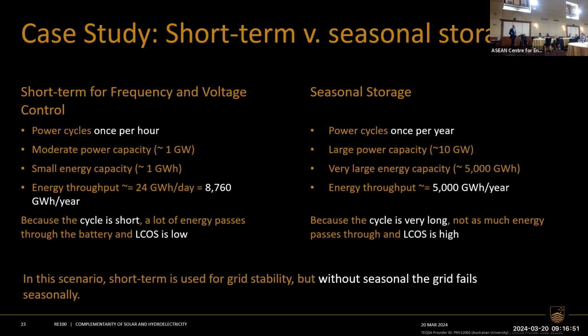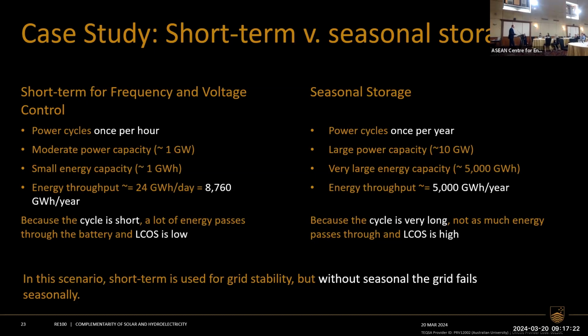Compare that with seasonal storage. It cycles once a year. It charges up all summer long and discharges all winter long. It is massive, 5,000 gigawatt hours, and it has reasonable power capacity too, 10 gigawatts. But it only cycles once a year. The energy that goes through it is much smaller. That means its levelized cost of storage is really high.